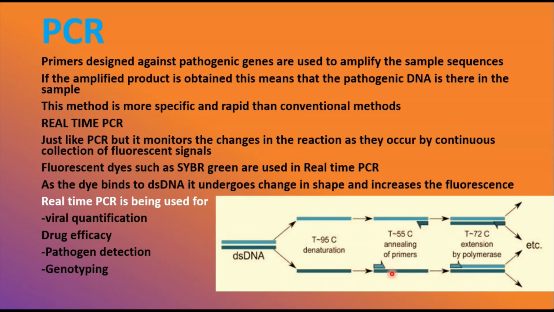Next, in the annealing step, the synthetic oligonucleotide primers are added. That means the primers are added and bind to the single strands at a temperature of about 55 degrees centigrade. Then finally, in the last step, the primer is extended by DNA polymerase in the presence of adenine, guanine, cytosine, and thymine. So here you are going to have the extension of this strand. Once the extension is done, the three steps result in new DNA strands that contain these sequences.